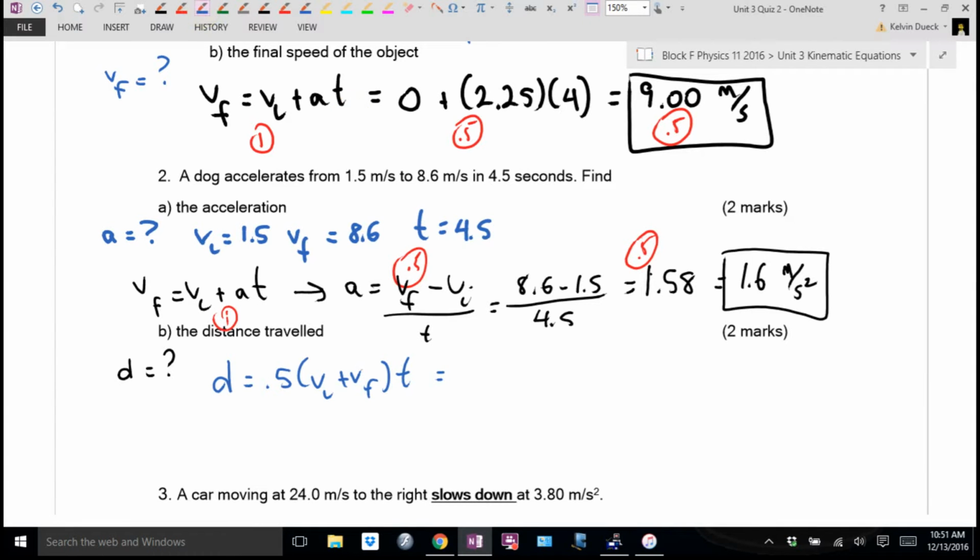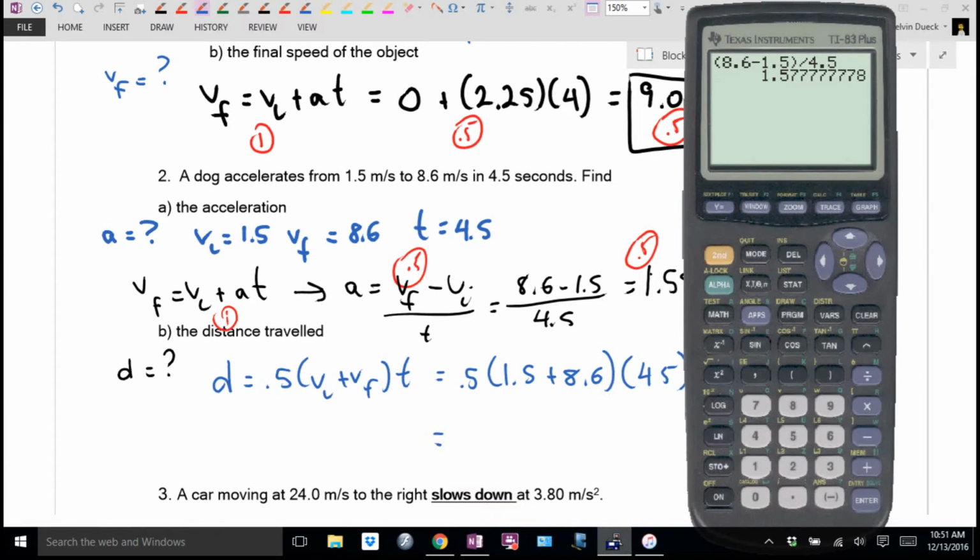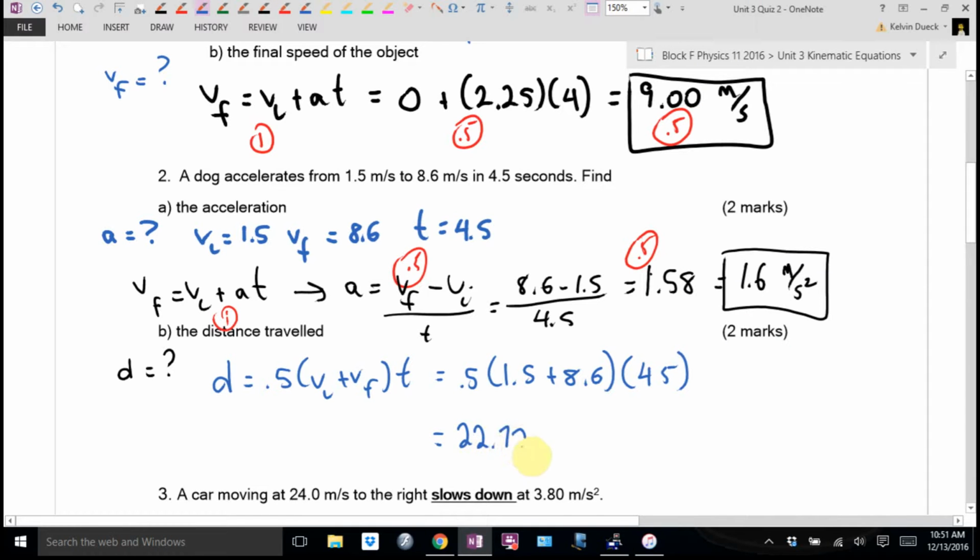No, lazy works. 0.5 bracket 1.5 plus 8.6 times 4.5. On my calculator, I can go 0.5 bracket 1.5 plus 8.6 close bracket, and I can just tuck the 4.5 right there, and it knows to multiply. You'll have to figure out how your calculator works. You get 22.725. And I guess to 2 sig figs, I would go 23, but again, I'm not going to be that fussy.